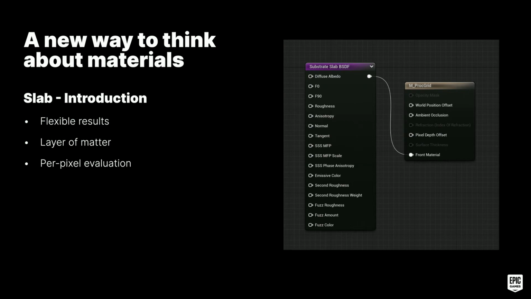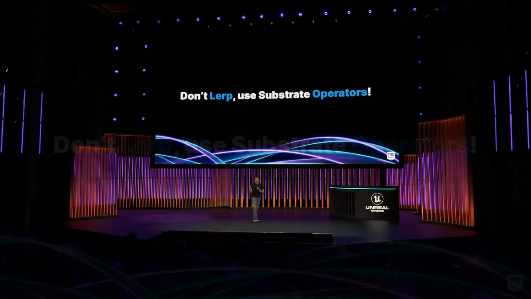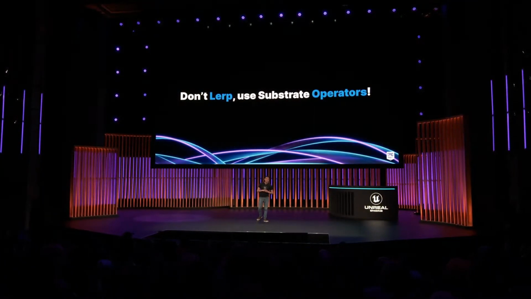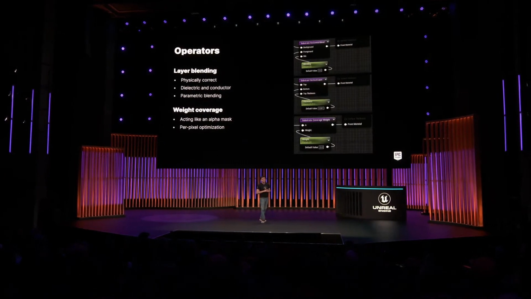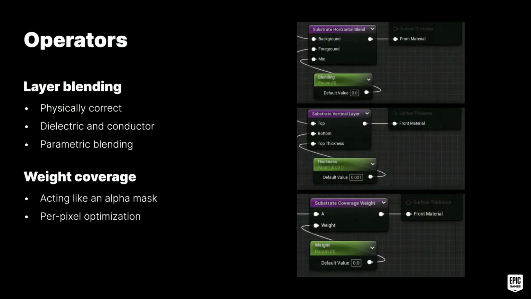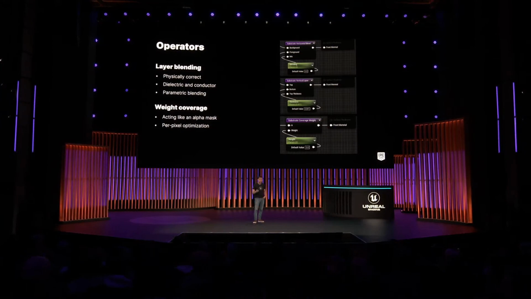This adaptive storage enables per pixel topology and features scalability that provides a range of optimization without sacrificing the quality. This is one of the key elements of Substrate. Don't lerp anymore, just use Substrate operators. The new layering system allows you to physically transition between matters such as dielectric and conductors. Parametric blending is allowing per layer optimization that gives you freedom to choose between performance and quality. Note that this is going to be inside the different operators I'm going to show you just after.